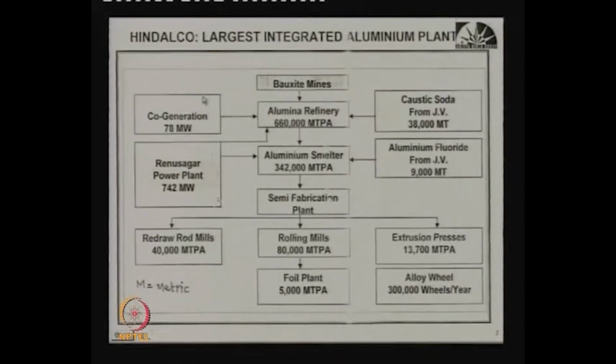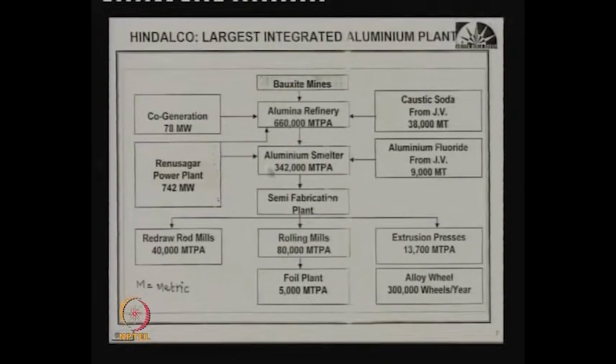I have given in details something about Hindalco, the largest integrated aluminum plant, what they have, what they need. They have an aluminum refinery where power is coming through cogeneration. Cogeneration means simultaneous generation of electricity and steam. You need electricity, you also need steam, which will go for Bayer's process. You need a caustic soda plant. You produce caustic soda which will go for leaching. In the smelter also you need power, you need aluminum fluoride, then fabrication rolling mills, all these things they have.